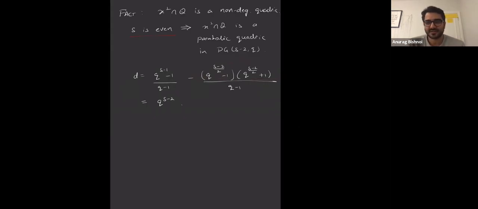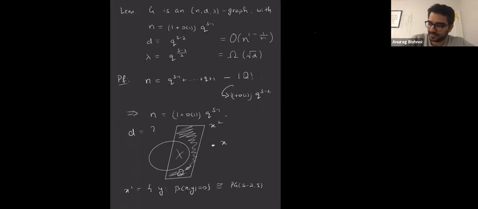Is that clear what the argument is so far? Any questions so far? I don't hear anything, so I'm assuming you're all sort of following it. We're really using the theory that we developed in the last two lectures here. Okay, so we know the degree, which is Q to the S minus 2. So this is done.